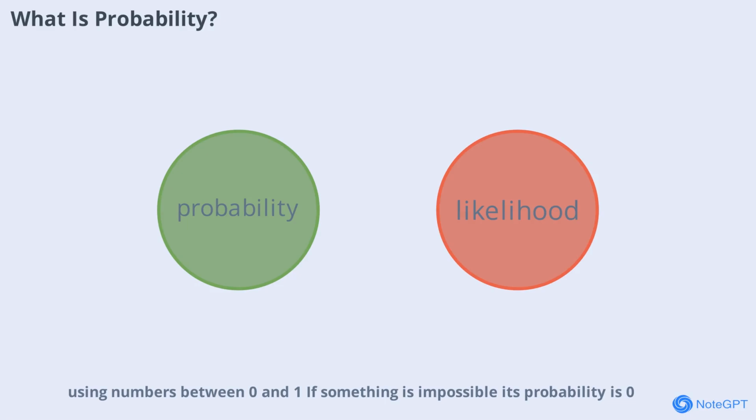If something is impossible, its probability is 0. If it's certain, the probability is 1. Everything else falls somewhere in between. Let's start by exploring the basic concepts and see how probability shapes our understanding of everyday events.